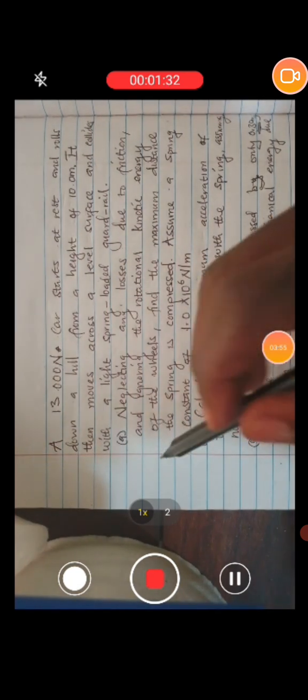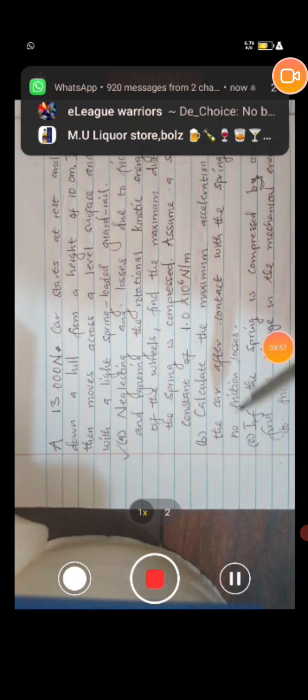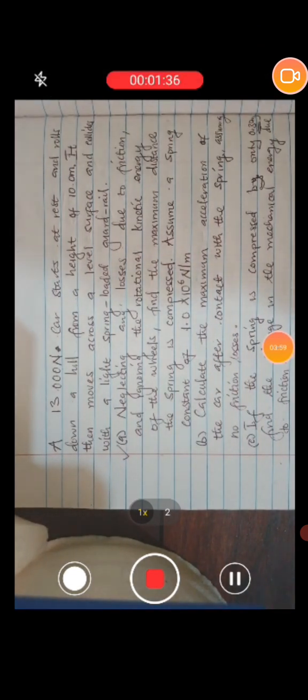Then C, if the spring is compressed by only 0.30 meters, find the change in the mechanical energy due to friction. So the first one, we are going to apply conservation of energy. You should be remembering these concepts.